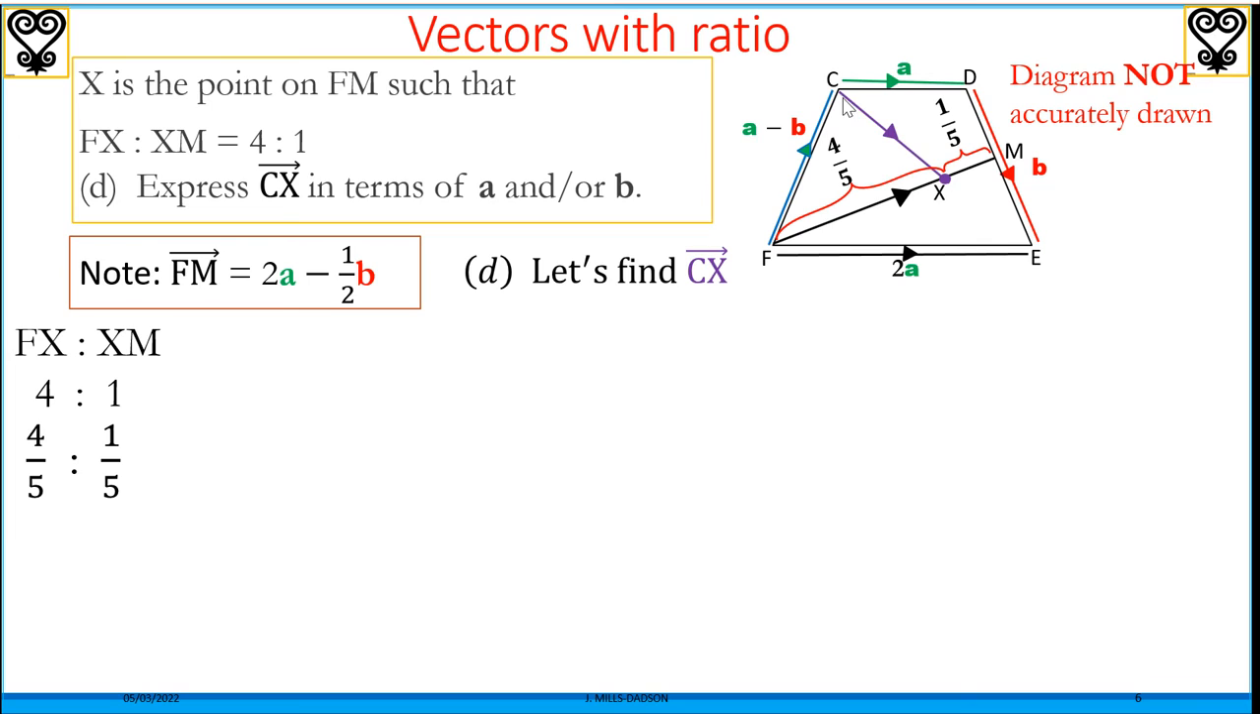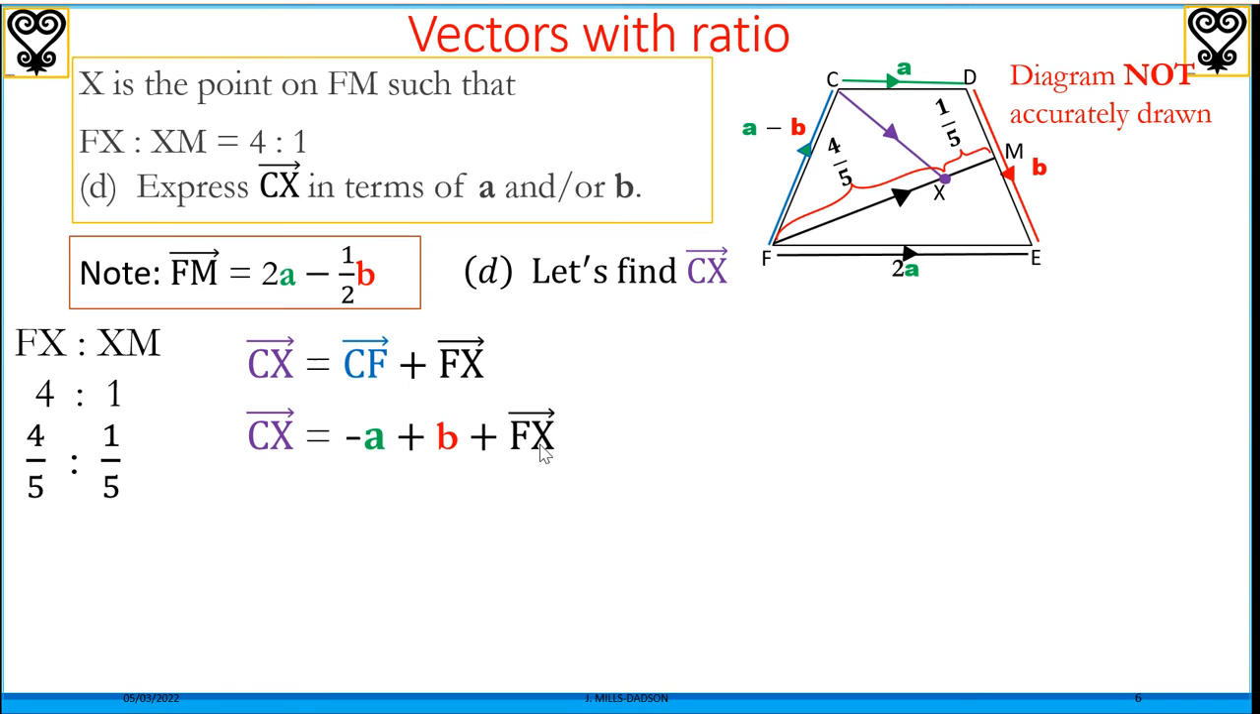So first, if you want CF, you know that CF, you are going against the vector. So the A minus B should change sign. You need to be careful here. CF is against the vector. So I'm going to have a negative A plus B instead. It was A minus B as FC. So CF is rather the reverse, which is negative A plus B.